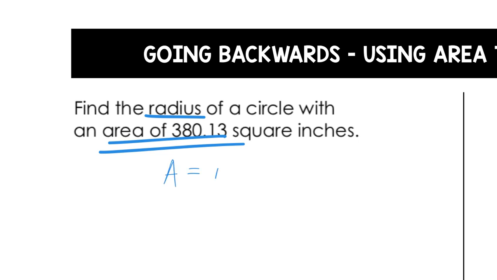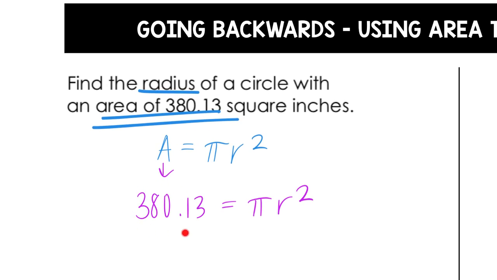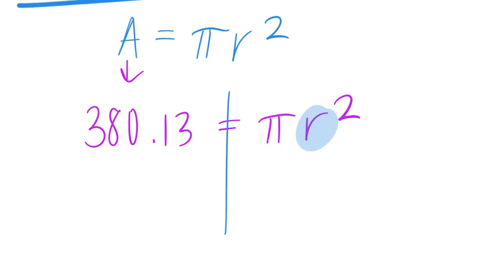So the formula for area of circles is pi r squared. We know that the area is 380.13, and we do not know the radius. So we're just going to substitute the area for A, and we're going to solve this equation for R. So let's go ahead and try to do that. We're just going to use our algebra skills to solve for R. So the first thing I would do is get rid of this pi. So you can divide both sides of this equation by pi.